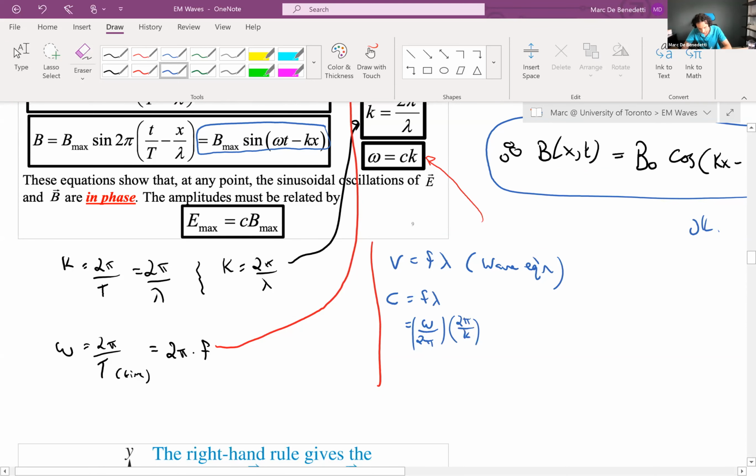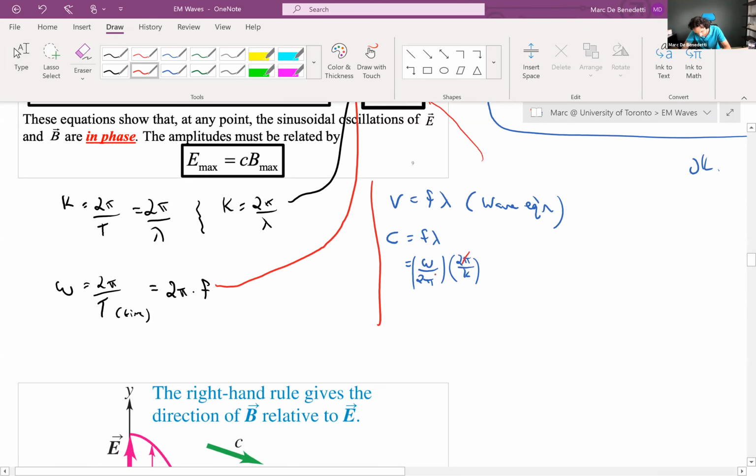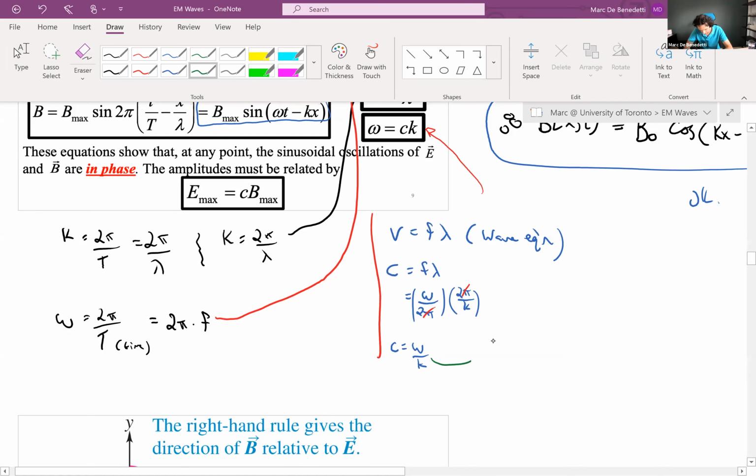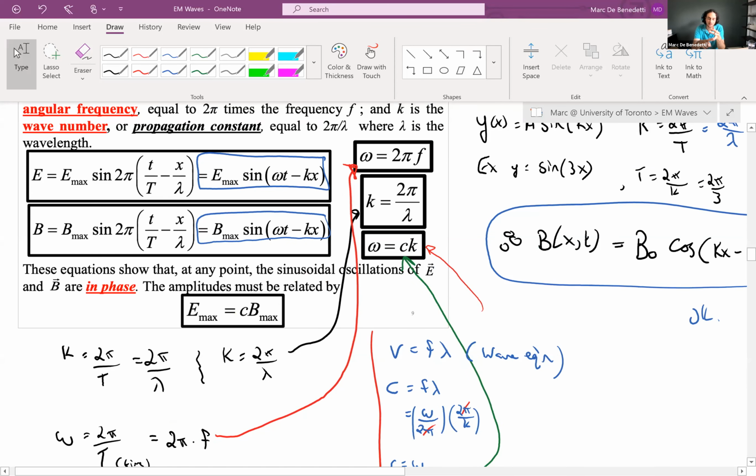And if you simplify, 2 pi... you're going to end up getting omega over k equals c, which is exactly what that equation is. Okay, so these are the tools that we use. We know how to mathematically represent a wave now, and we also know the relationship between the quantities in the equations, omega, k, E naught or E maximum, or B naught or B maximum, the amplitude. We can relate these quantities to more physical attributes of the wave, like frequency.